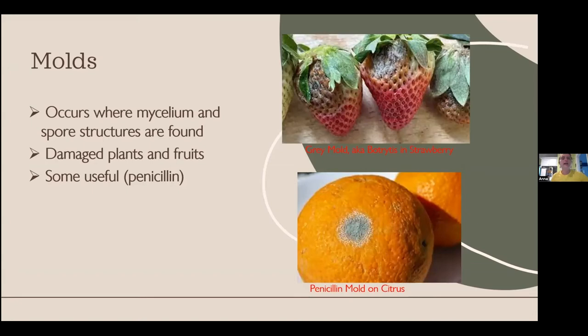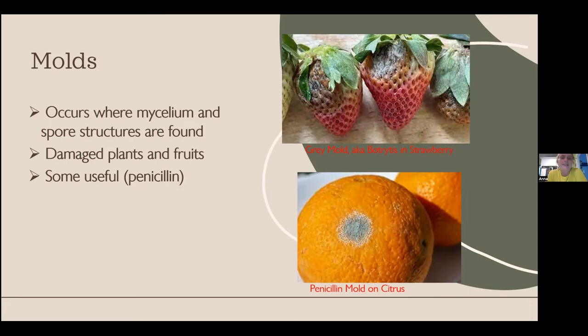Molds are another good sign of plant disease. They occur where mycelium and spore structures are found, and they can occur on the plants or the fruits. Some are useful. Two of the really common ones in our area: if you've ever tried to grow strawberries, pretty good chance you've seen this gray mold on your strawberries. It's called botrytis, and you can see where that mold is fuzzy and causing a watery, sunken, rotted section of that strawberry. That's a mold.